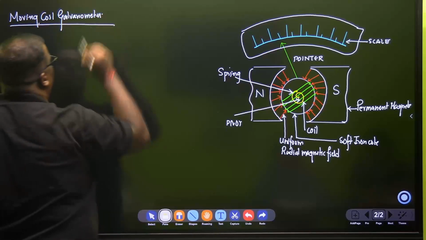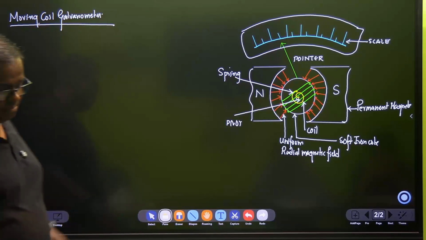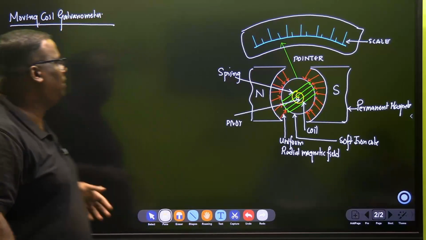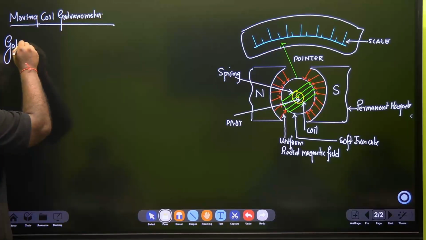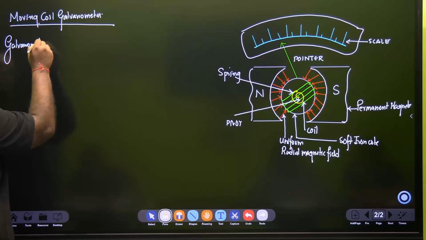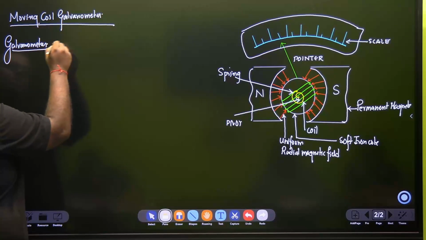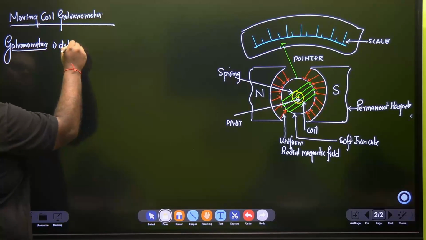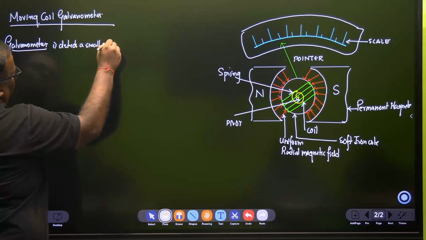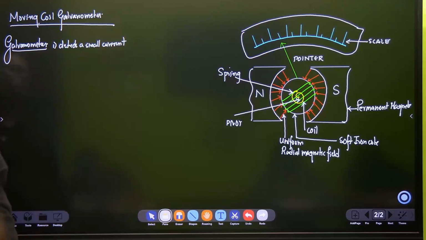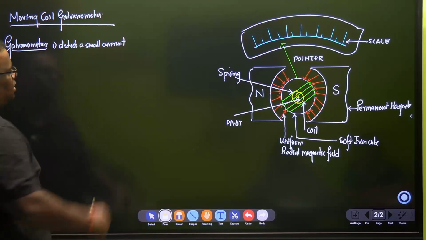Studying a moving coil galvanometer. Are we done? So write down what is the job of a galvanometer. Galvanometer has two jobs. One is it detects a small current. You remember we had this in the meter bridge. Detects a small current in the circuit.